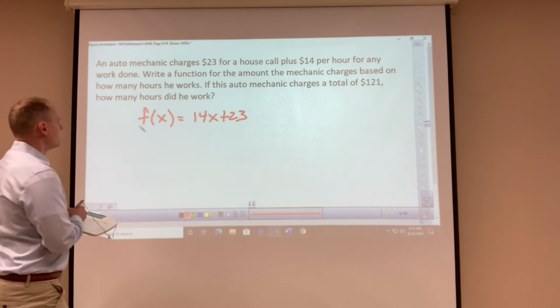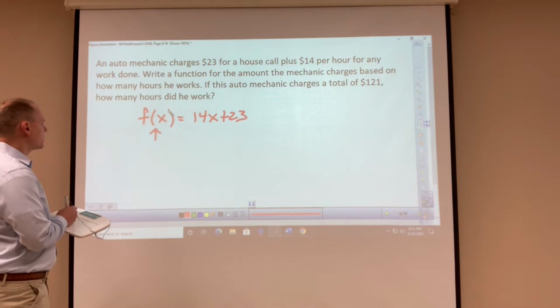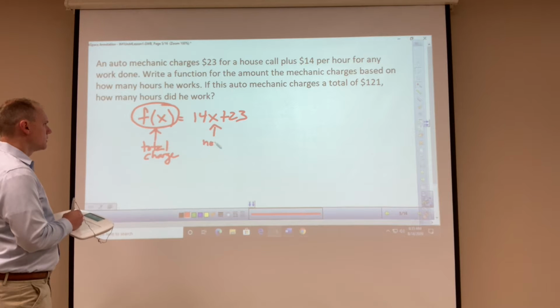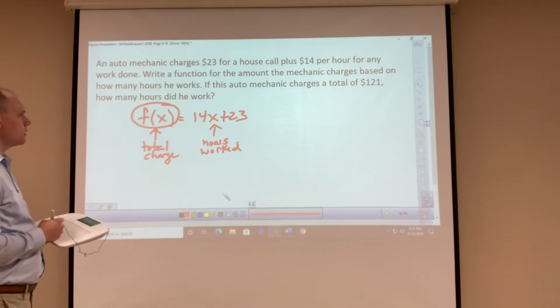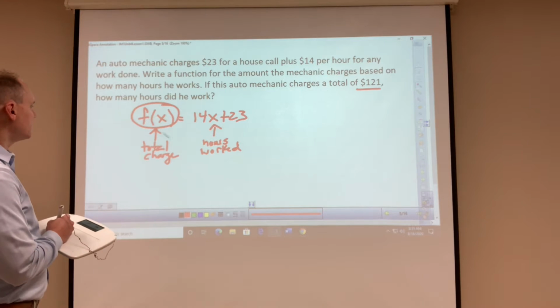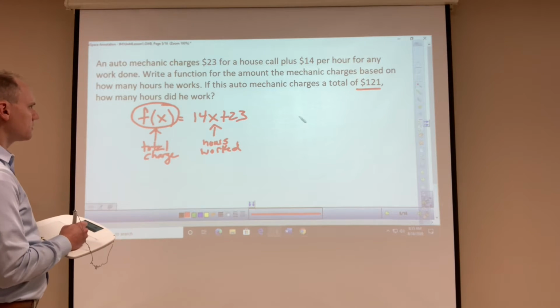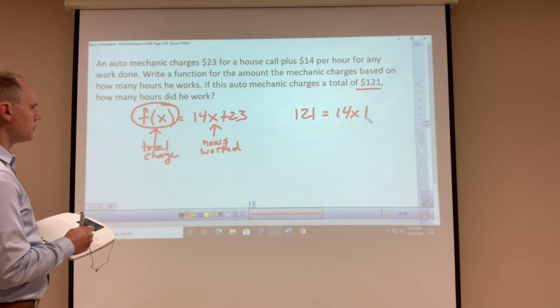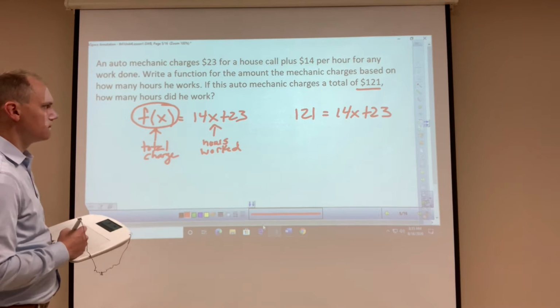So this f of x part right here represents the total charge, and x here represents hours worked. Okay, so 121 is the total amount that he's charging. So that's this f of x piece here on the left side. So 121 equals 14x plus 23.